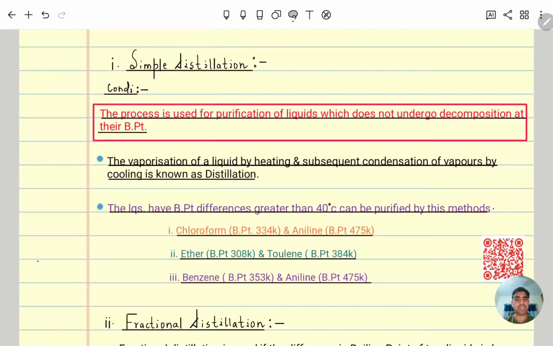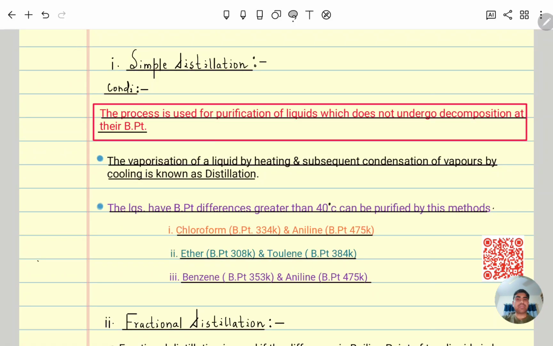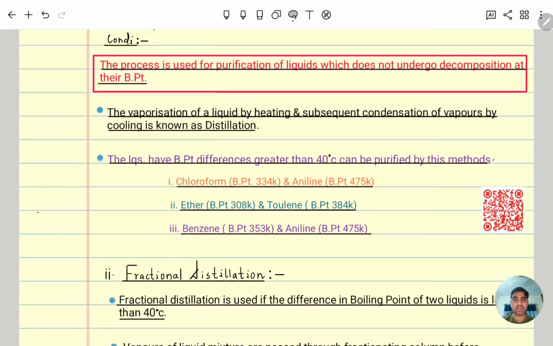Here are three examples. Simple distillation is different from fractional distillation in that it is used when the boiling point difference is either 40 Kelvin or 40 degrees Celsius, because the change of temperature delta T is independent of the scale. So the boiling point difference is greater than 40 degrees Celsius. Only such types of substances can be distilled by simple distillation. You can see chloroform and aniline, ether and toluene, and benzene and aniline. Okay, so there are three examples, remember.